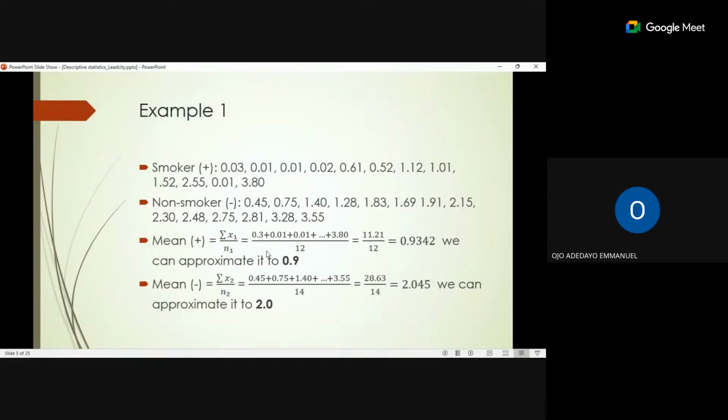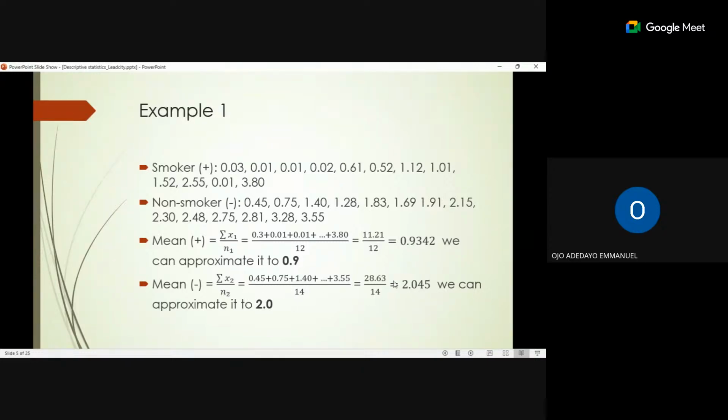Now, let us check the one for non-smoker. For the non-smoker, you apply the same thing: 0.45 plus 0.75 plus 1.40, then plus dots, and then you put the last value here, which is 3.55. By the time you add them together, which is the same thing as summation, we arrive at 28.63, then divided by 14. By the time you make this division by 14, you are going to have 2.045.